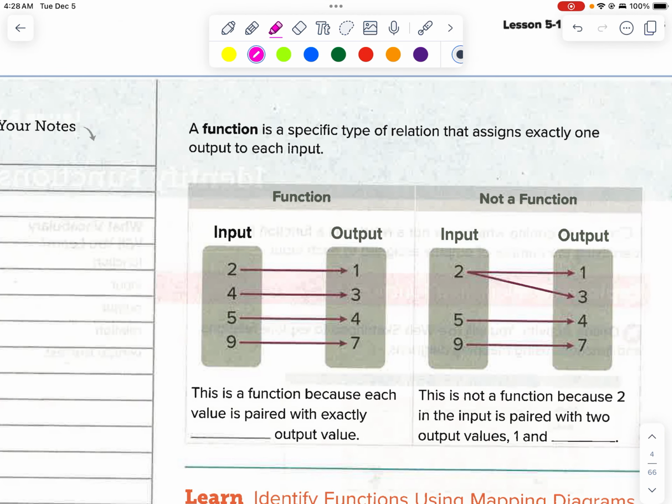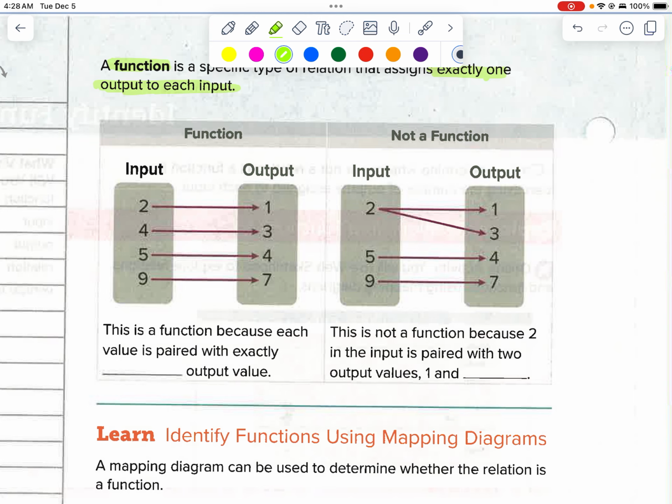Now, here's our next vocabulary word. Our next vocabulary word is a function. It's a specific type of relation that assigns exactly one output to each input value. So let's look at this. By the way, this is called mapping. I forgot to go over that word a minute ago.